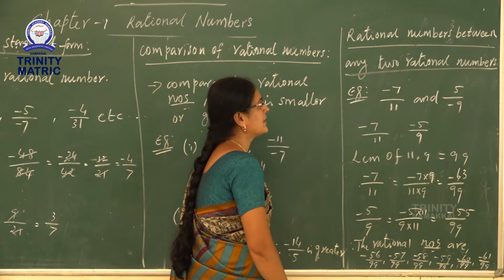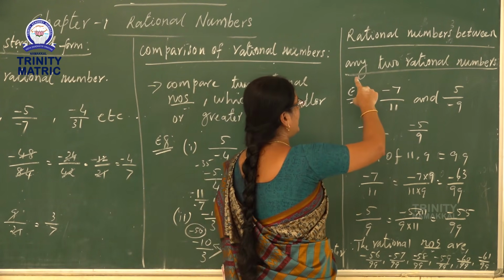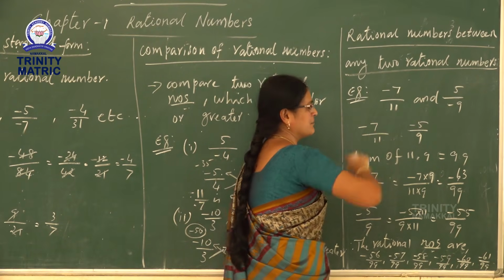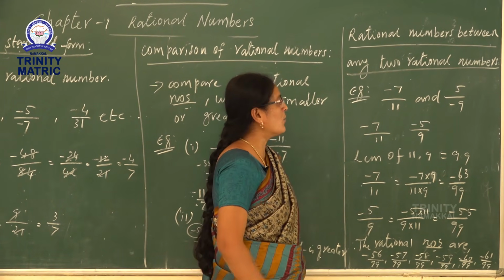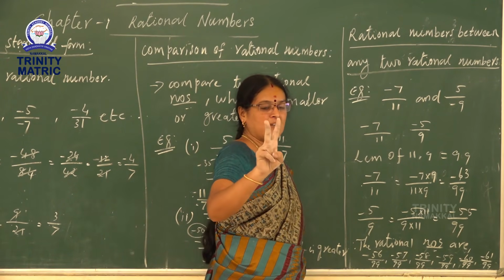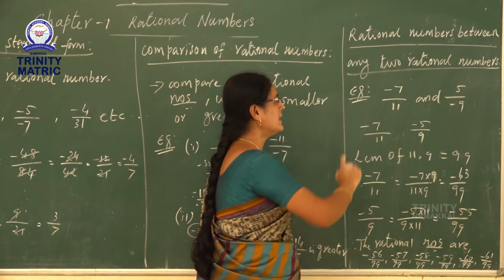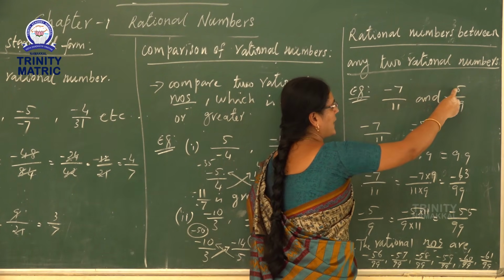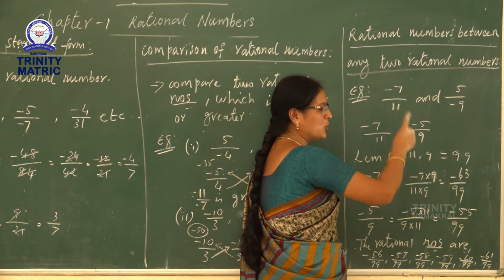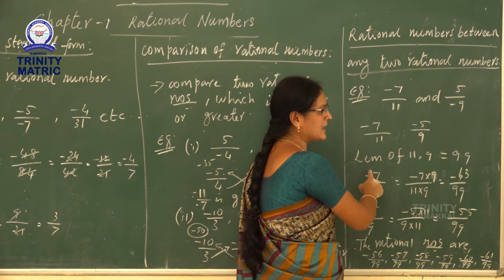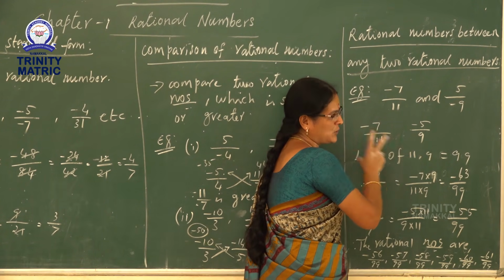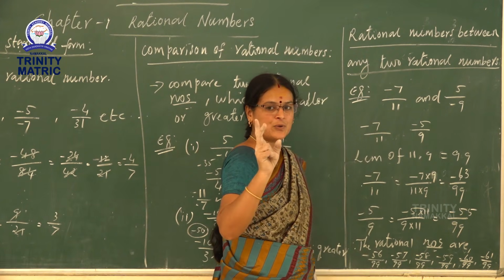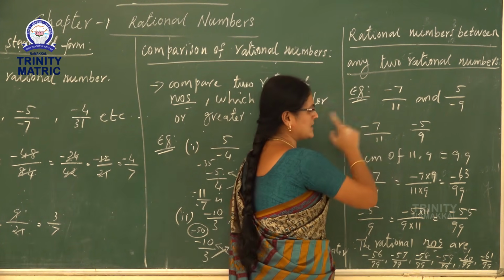Then next, rational numbers between any two rational numbers. We should find more rational numbers in between any two rational numbers. I will give an example: minus 7 by 11 and 5 by minus 9. We have two methods. First method, we take the LCM and put the solution. Second method, we can use the formula. I will do the first method.